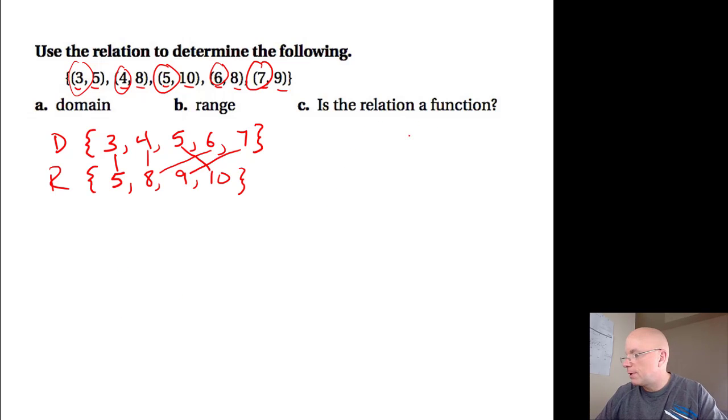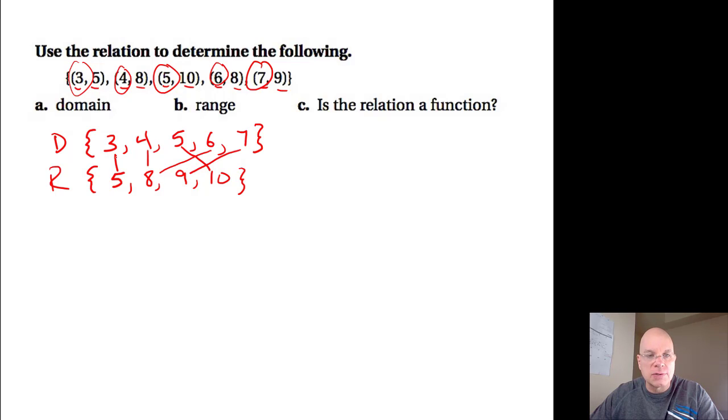Is this a relation or a function? If you're saying no, I understand why, because you see two values going to one value. But let's go back to the definition of a function and read it very carefully. Does each member of the domain map to one and only one member of the range?